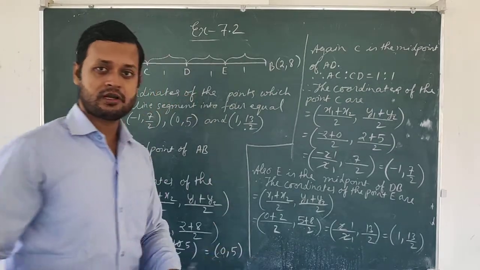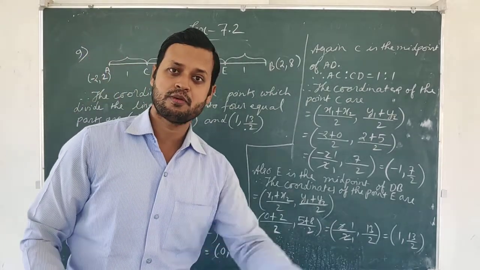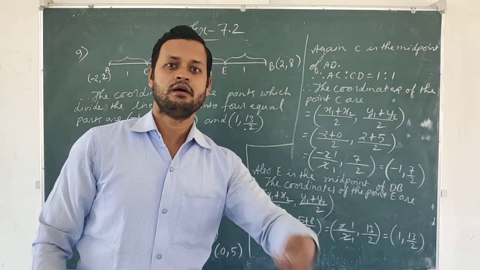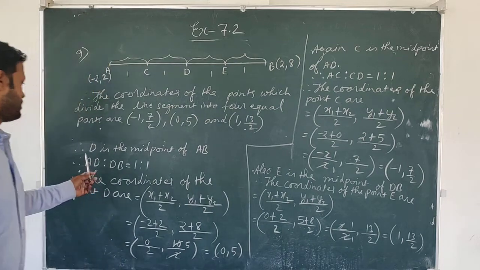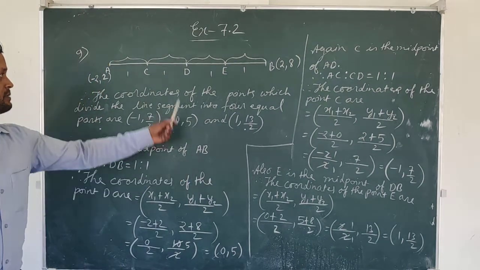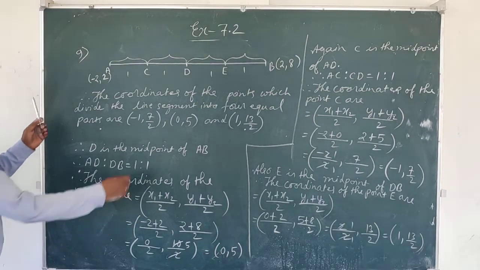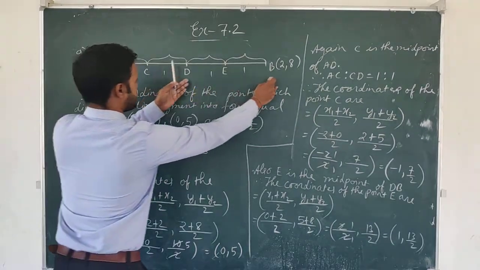So if D is the midpoint of AB, then we will apply the midpoint formula that I gave before. Okay. So since D is the midpoint of AB, then AD is to DB. AD is to DB will be what?